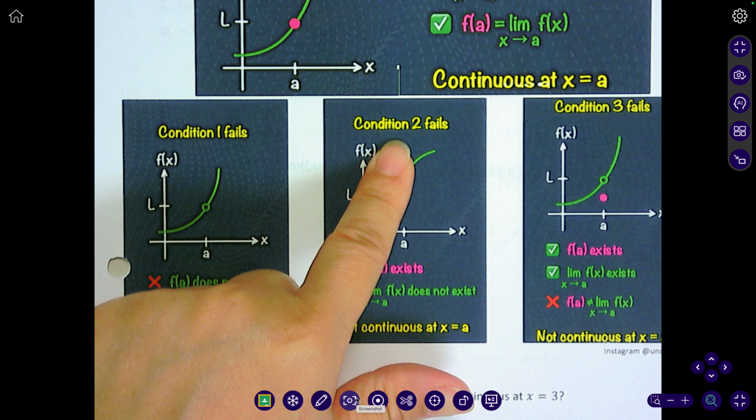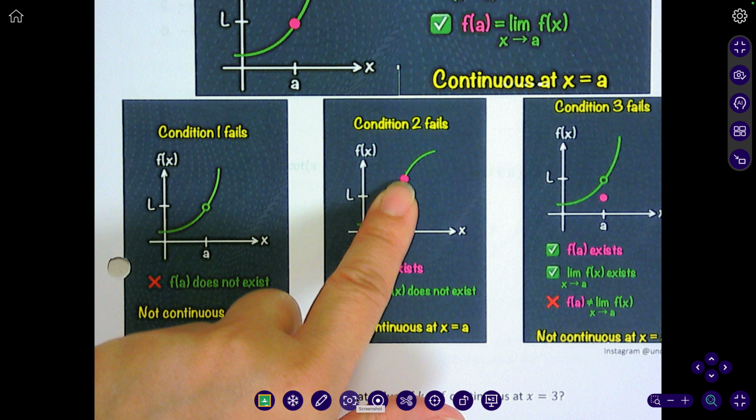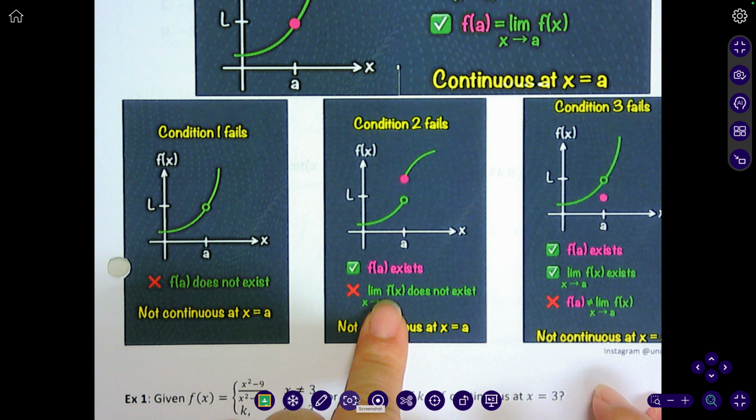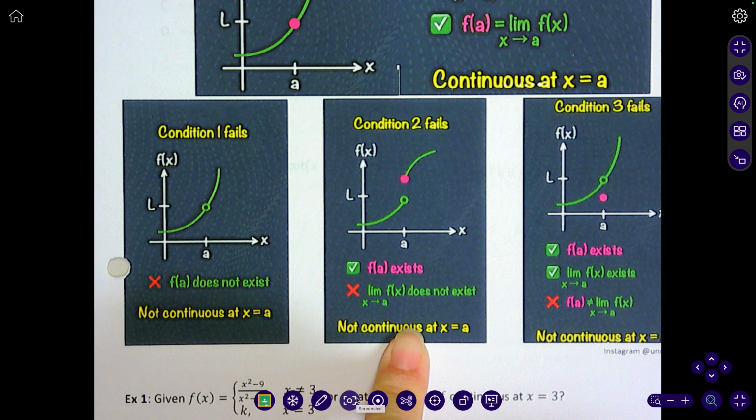If the second condition fails, that means there is a point there. The point is defined. But if you have a jump discontinuity, that means your limit does not exist, then the function is not continuous at x equal to a.